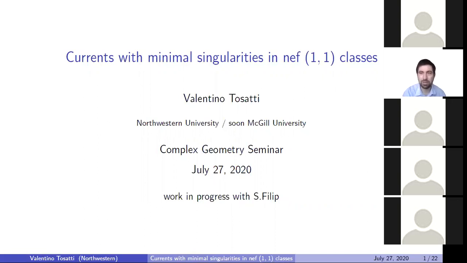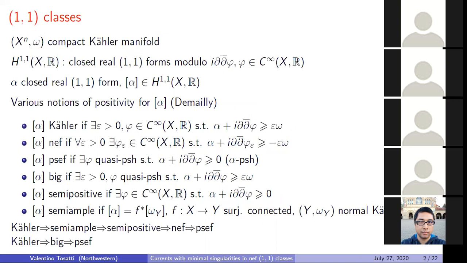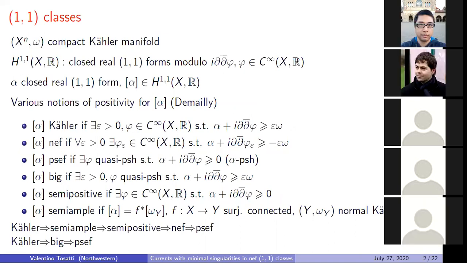What I will talk about is a work in progress with Simeon Philip. Eventually I will explain what we are doing right now, but I will probably give a broader overview of certain questions that we have been thinking about in recent years. The focus will not be too much on the recent result, but more to give a picture and hopefully enough problems that we don't know the answer to. So this is a talk about 1-1 cohomology classes.